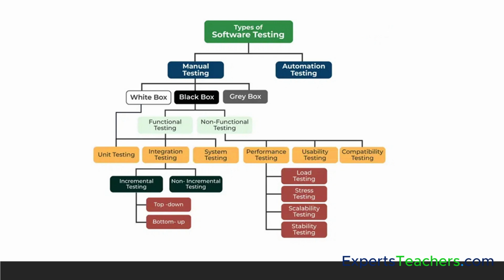Then comes load testing. Performance testing is also categorized into four types: load testing, stress testing, scalability testing, and stability testing. These are all kinds of performance testing. Okay, in load testing, basically a particular load is given to the application so that we can come to know how much load it can accept. Beyond that, the application should not crash.